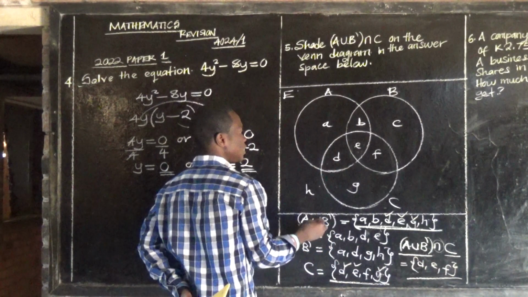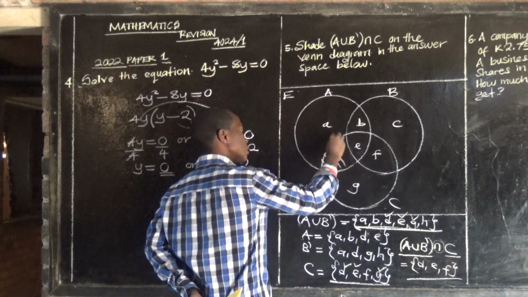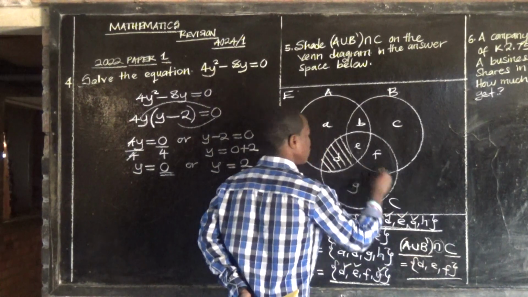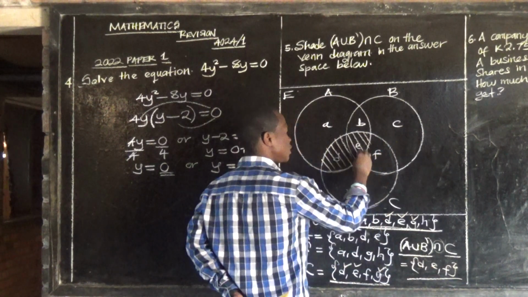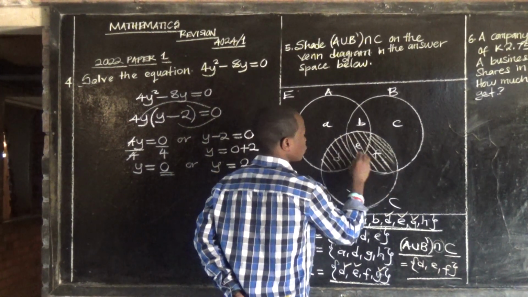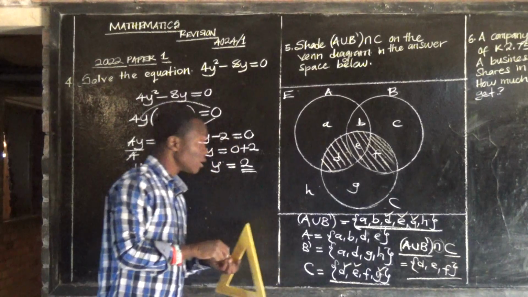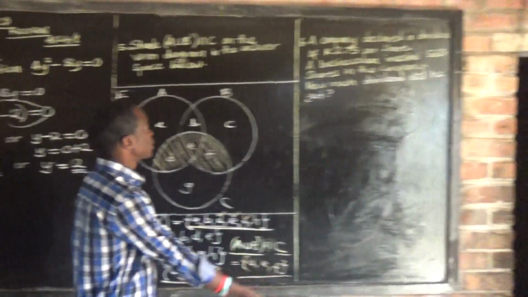Right? So where is D? This is our D. Where is E? This is our E. Where is F? This is our F. So this is the part we're supposed to what? Shade. Okay. Let us look at the last question, which is question number 6.